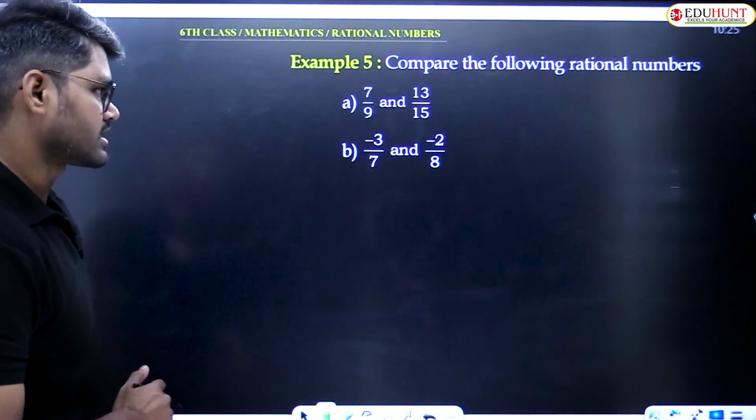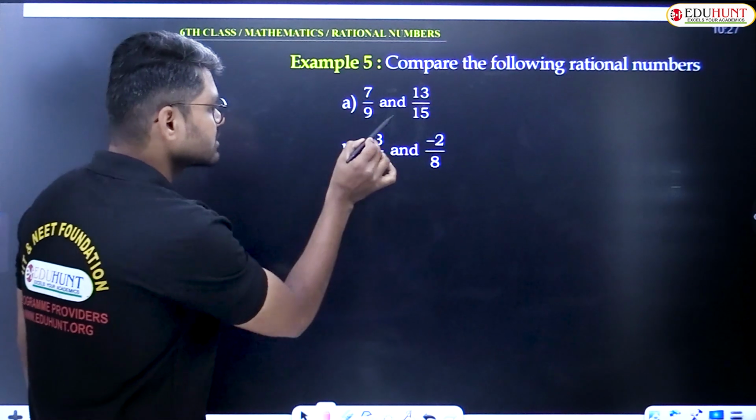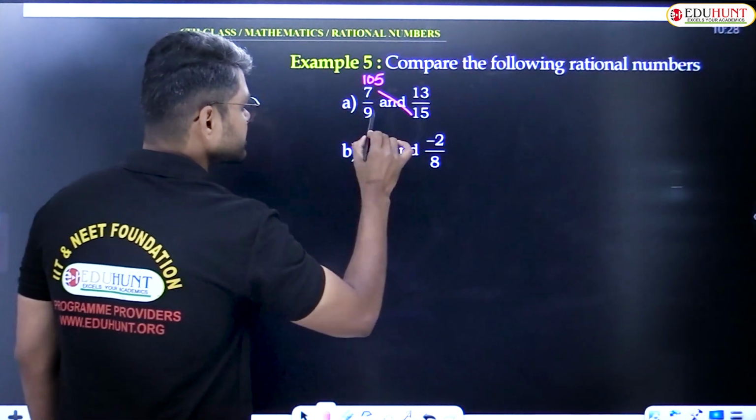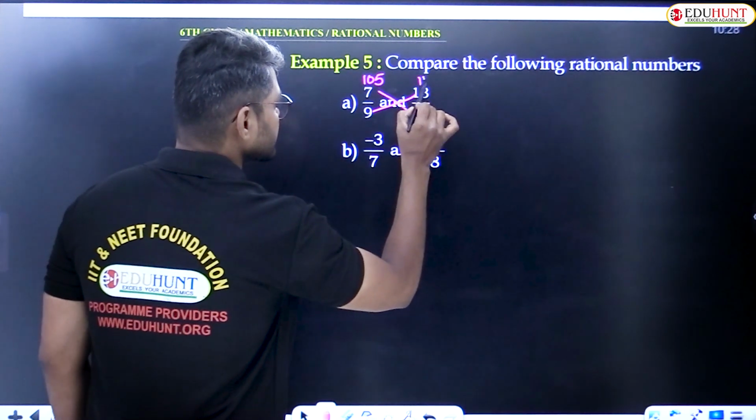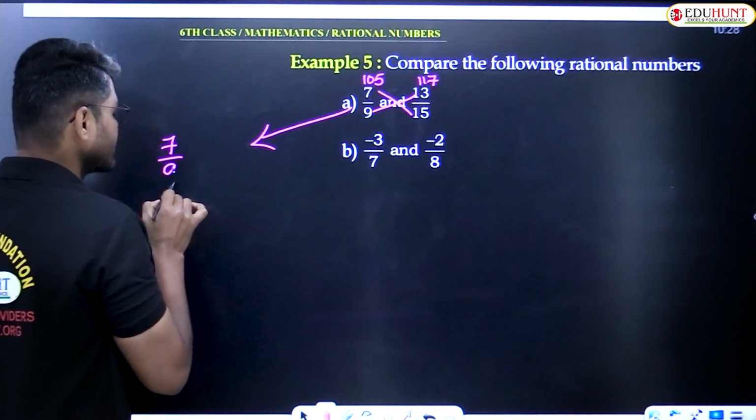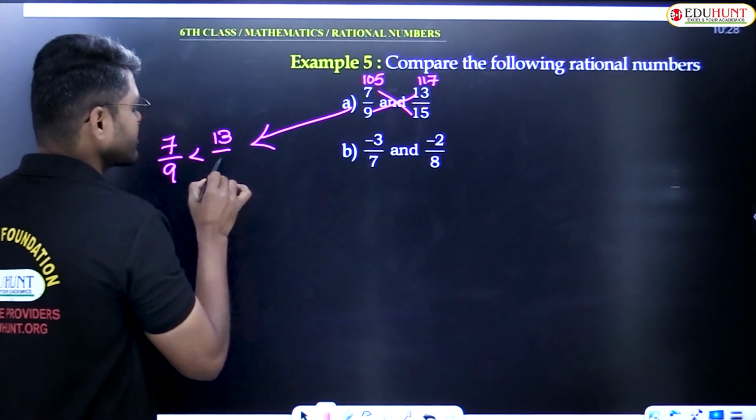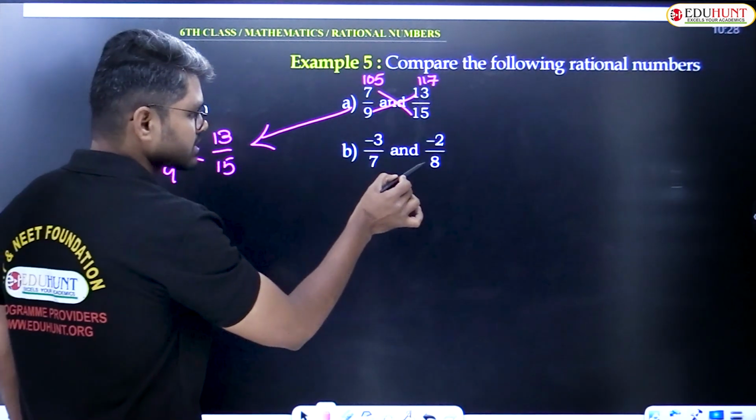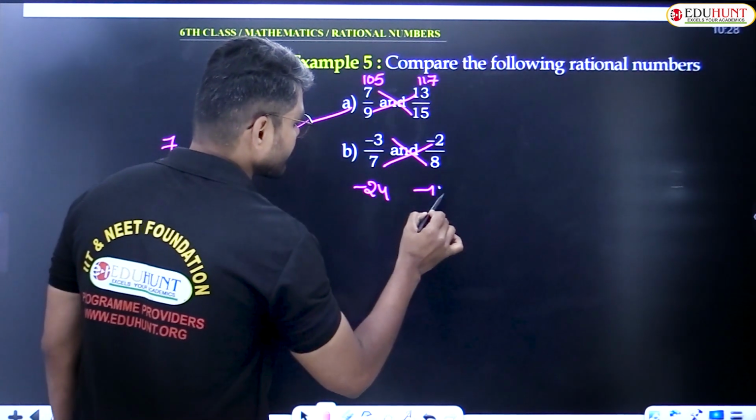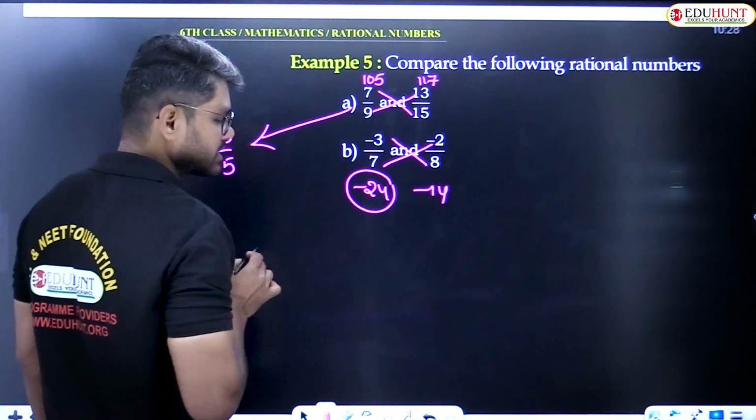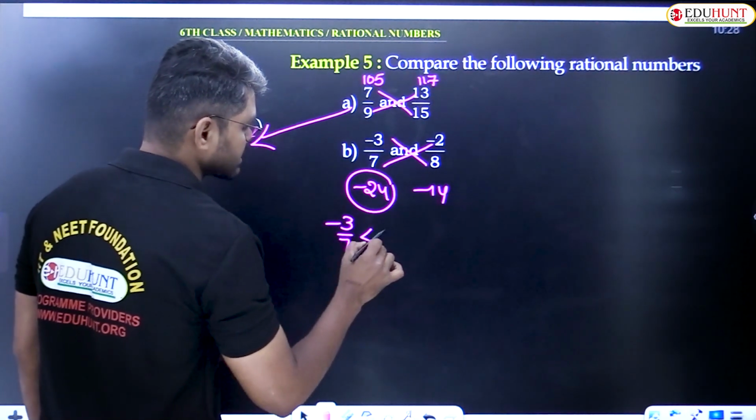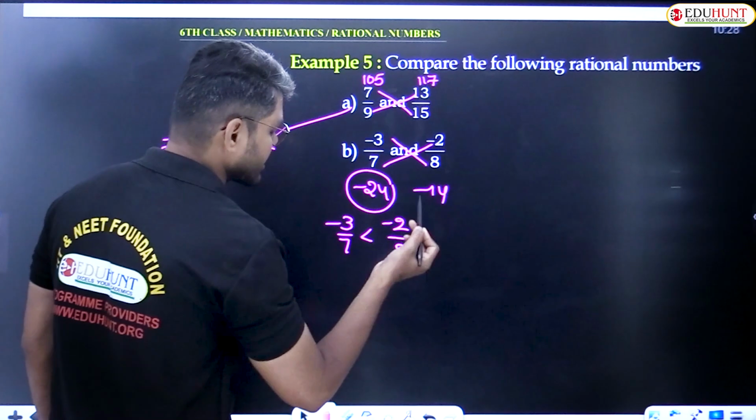Compare the following rational numbers. Compare this. First cross multiply. 105. This is 117. Therefore, I can say that 7 by 9 is less than 13 by 15. Here also just cross multiply. Minus 24 and minus 14. Minus 24 is a smaller number. I can say that minus 3 by 7 is less than minus 2 by 8.